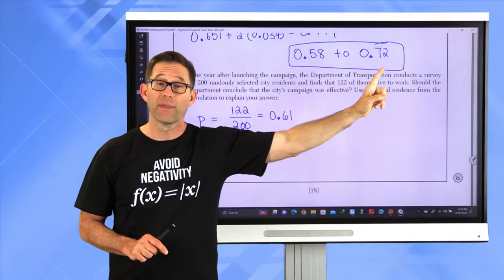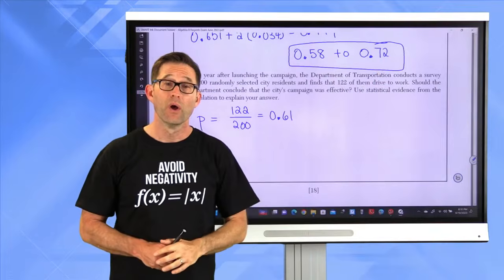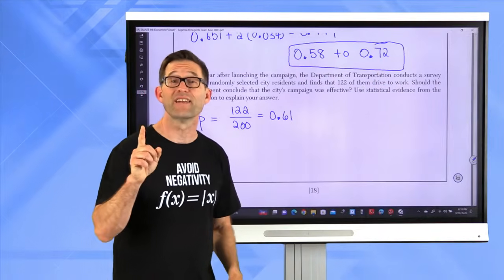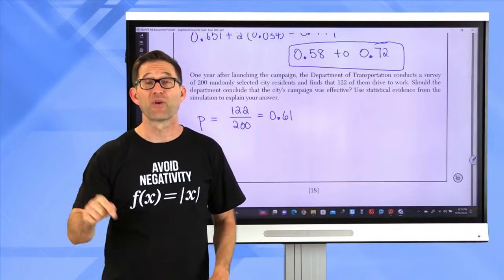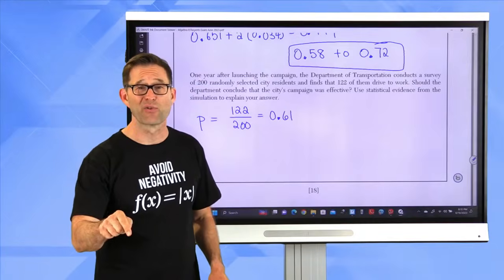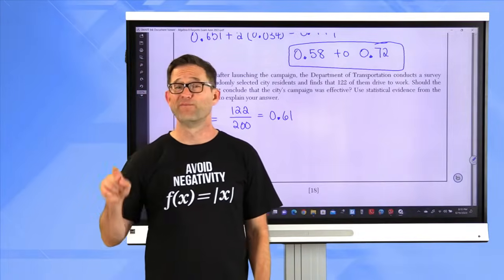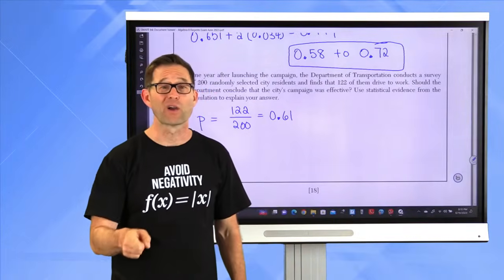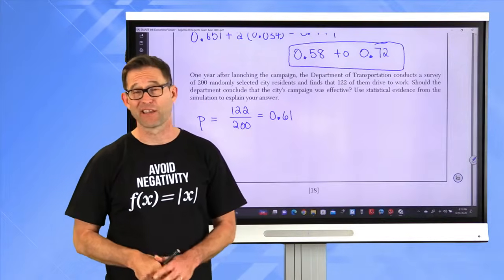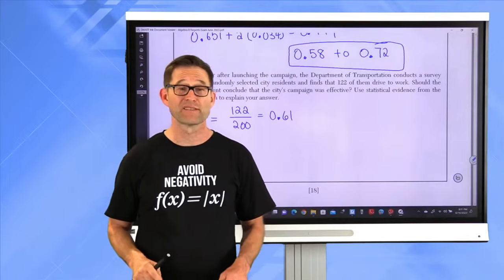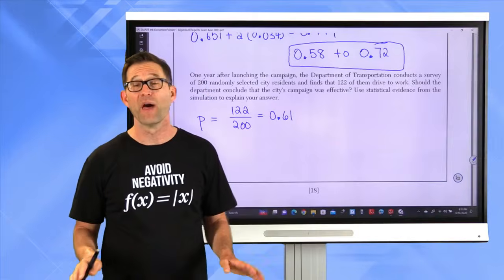If we got one that was higher than 0.72, we would conclude that not only was it not effective in making them drive less, it actually caused them to drive more. They were like, well, forget it. I'm getting in my car now. I used to take the bus, but considering that you want me to take the bus, I'm now going to drive. I don't know who would do that, but whatever.